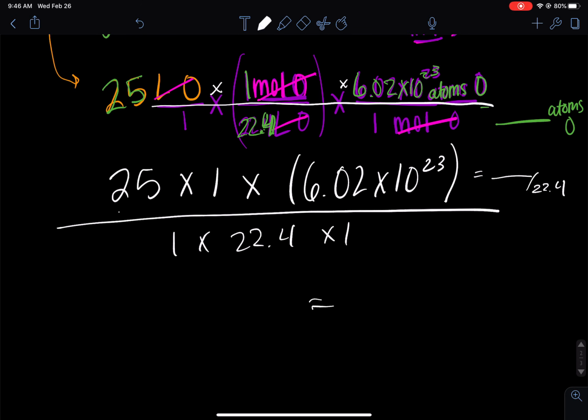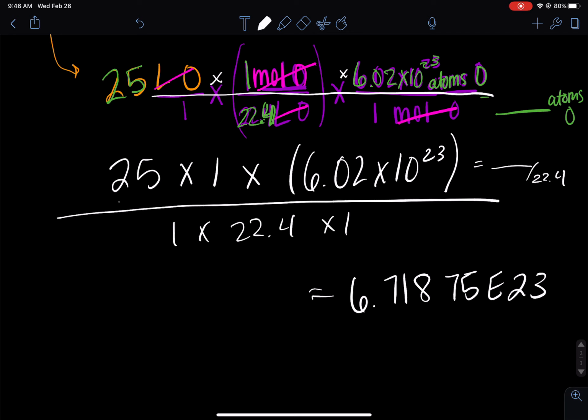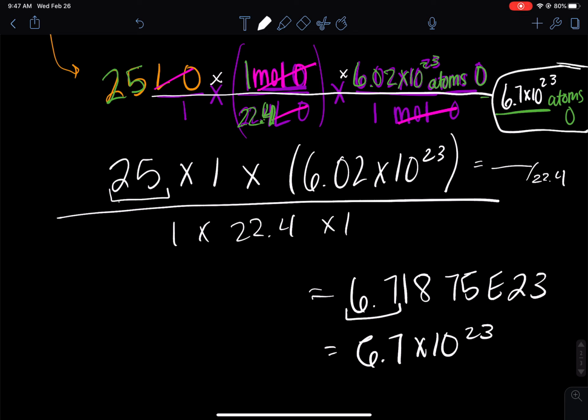So if you do all that in your calculator, it gives you, hold on one second while I work it, 25 times 1 times 6.02 E23 divided by 22.4. My calculator gives me 6.71875 E23. Okay, we don't want all those crazy digits. All I need is 2 sig figs, since 25 is 2 sig figs. So I'm going to stop it here. So my answer should be 6.7 times 10 to the 23rd. So I'm going to go put this back up here. Okay, and that is the answer to the problem.